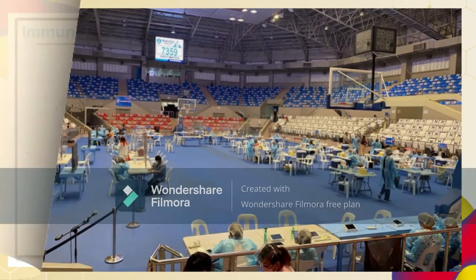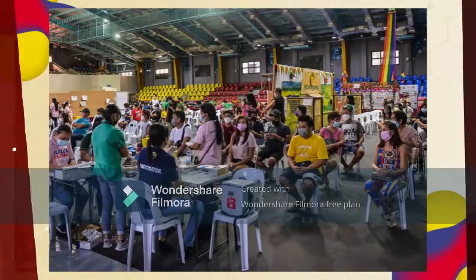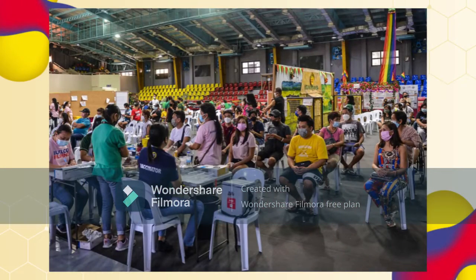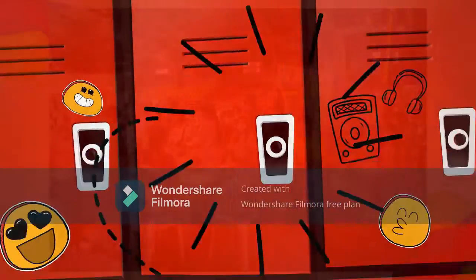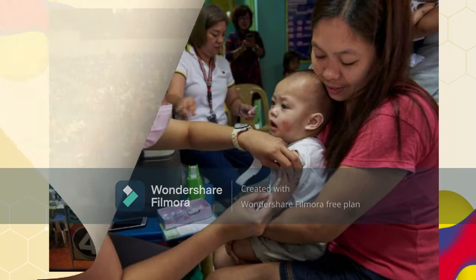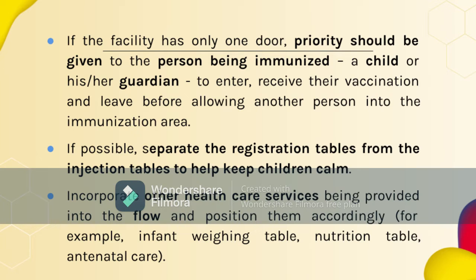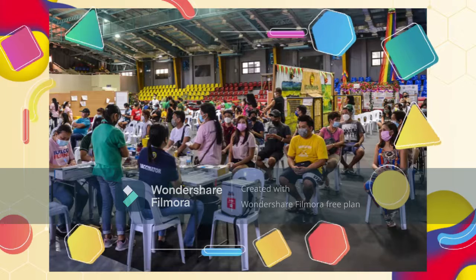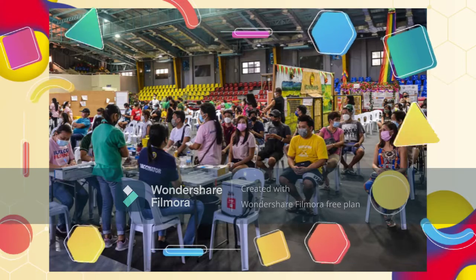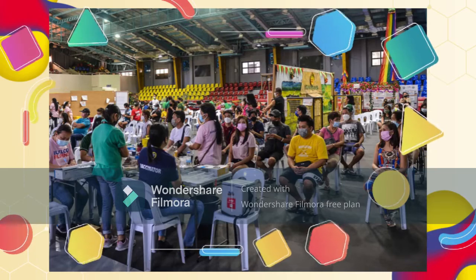For a safe clinic, keep the following in mind. If possible, a room with 2 doors should be used. Clients should enter through one door and exit through another so that people can move freely from entry to exit. Ideally, health workers will check the names and immunization status and then provide immunization services accordingly and the health information. If the facility has only one door, priority should be given to the person being immunized, like a child or his guardian, to enter, receive their vaccination, and leave before allowing another person into the immunization area.